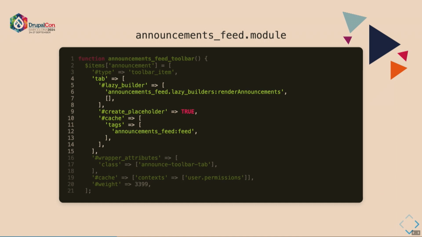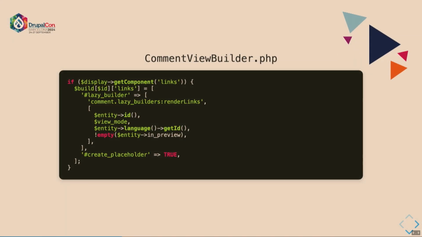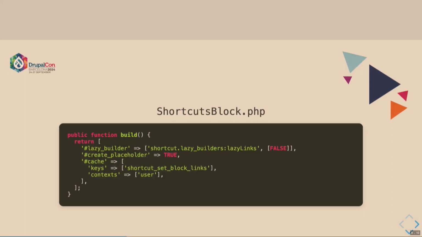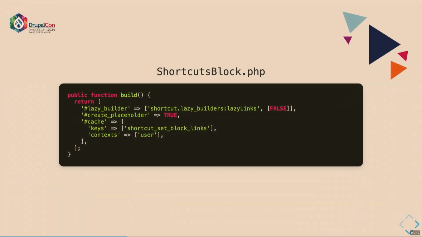So these are some examples from the core, so you can see that they are actually in use. These are modules in the core in which they have considered that some part of some render array, like for example the links on the comments, maybe they were too dynamic, and they put a lazy builder and a create placeholder too. So you can see that this is actually in use, so you can benefit from this also in your modules or on your developments.